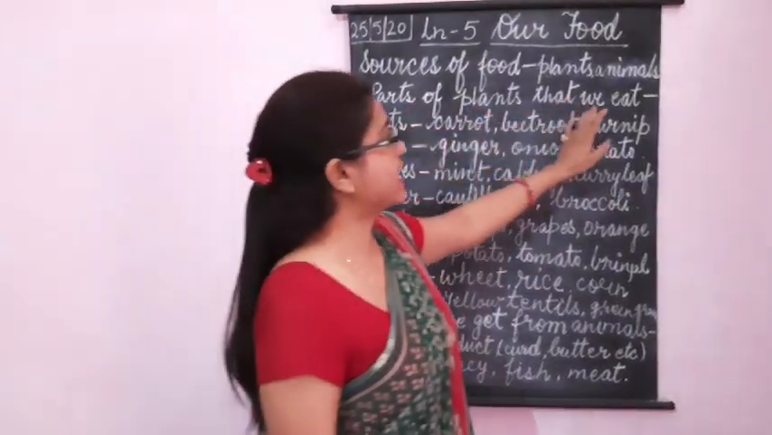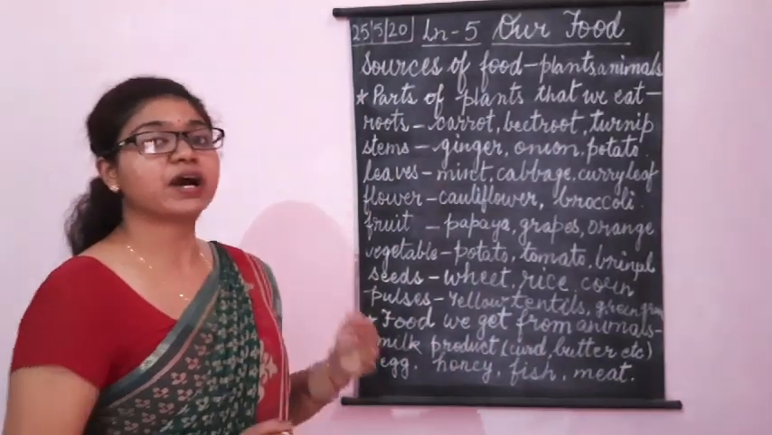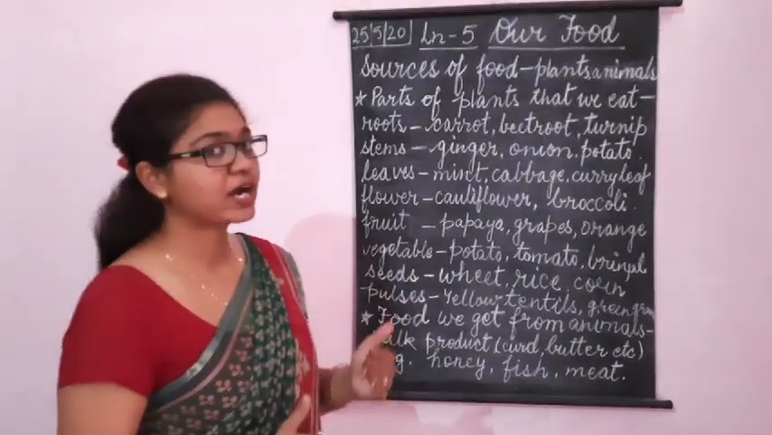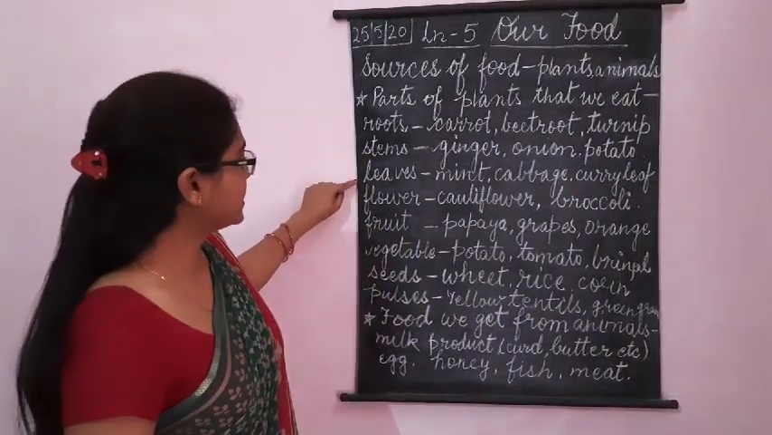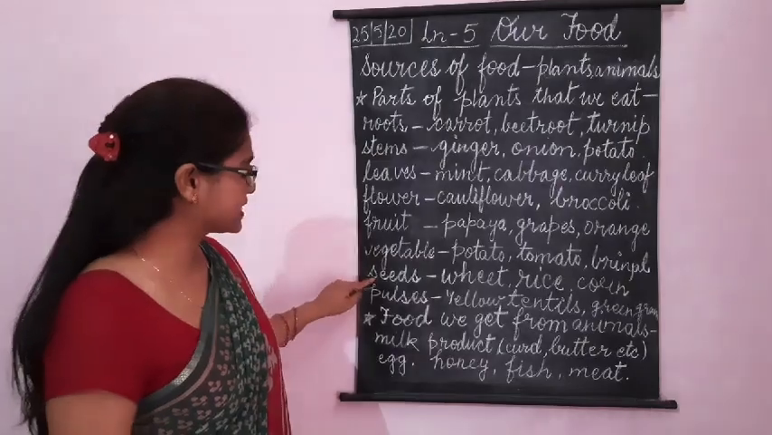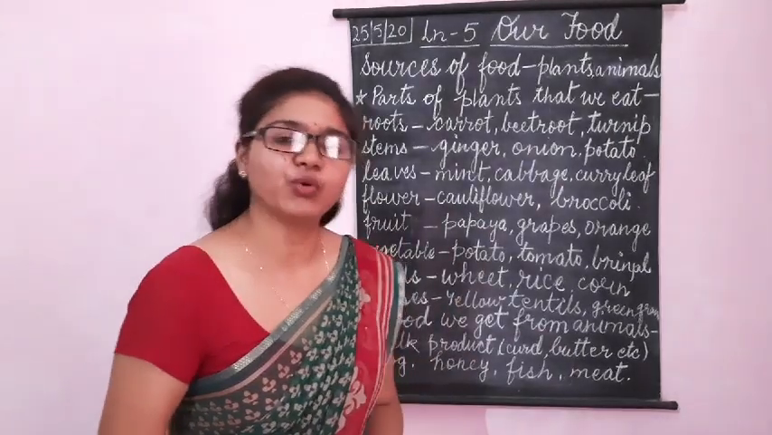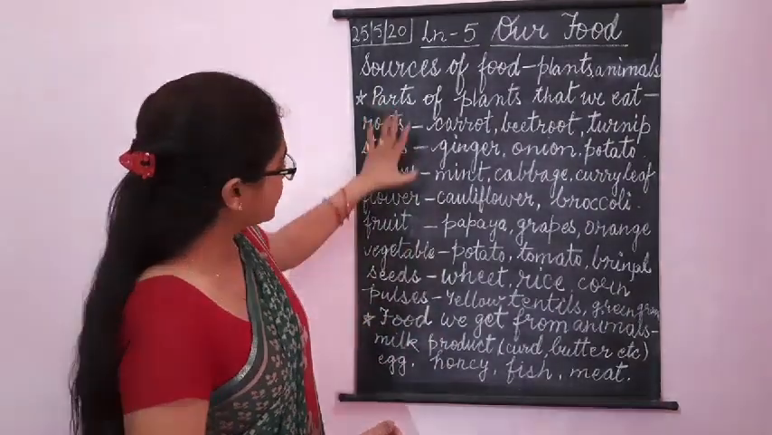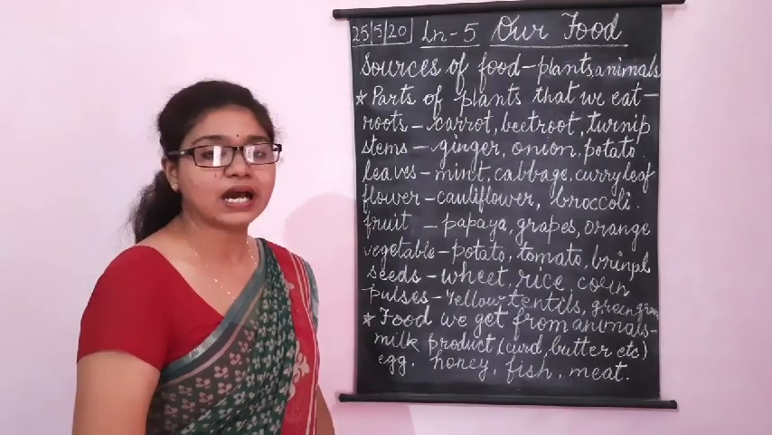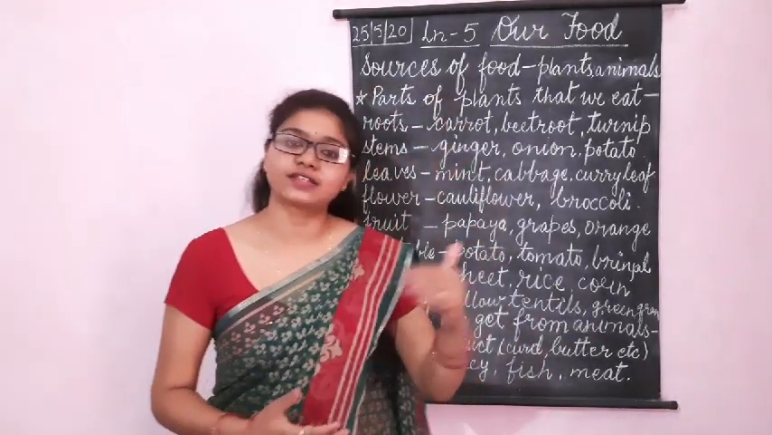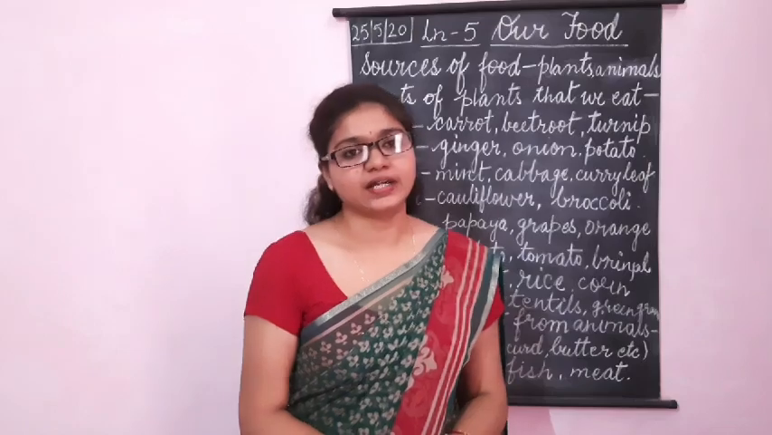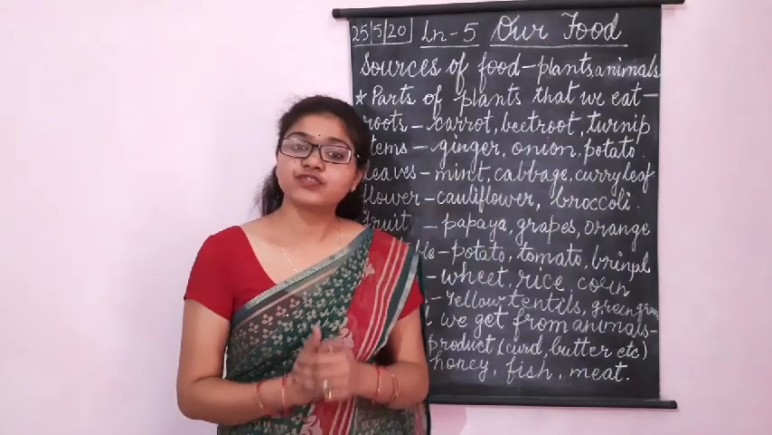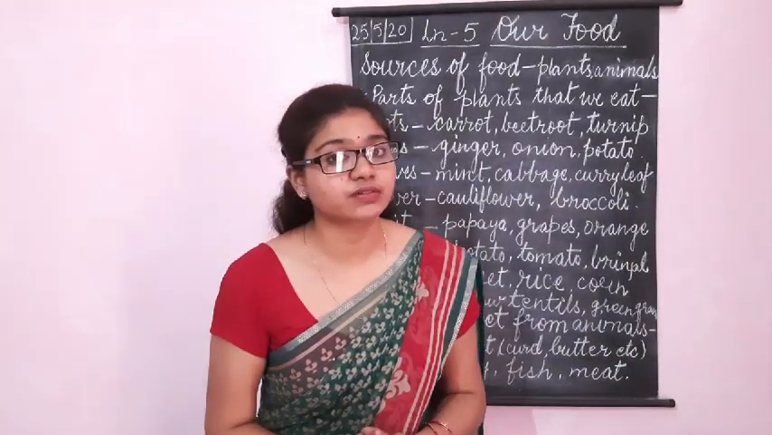Parts of plants that we eat. In a plant, which part can we eat? In different plants we eat different parts. Roots, stem, leaves, flowers, fruit, vegetables, seeds, pulses, and many more are there. I have written this much only. These parts we get as food from plants. Clear? Now, we will understand which foods come from the roots.